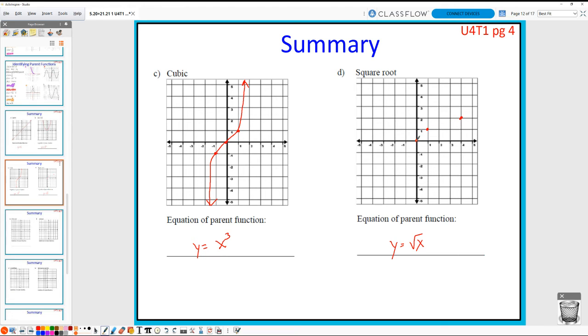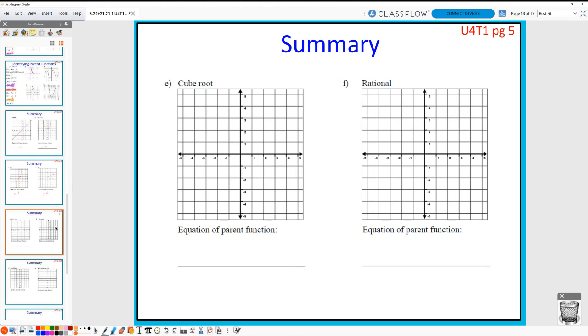Didn't quite get it there. Ugh, I hate drawing using the XP pen. All right, good enough. And the cube root is, well, surprise again, the cube root looks like this. And it will have the same 3 points as my x cubed, but it's going to be a lot flatter. It's going to be a lot flatter, so it looks something like this.